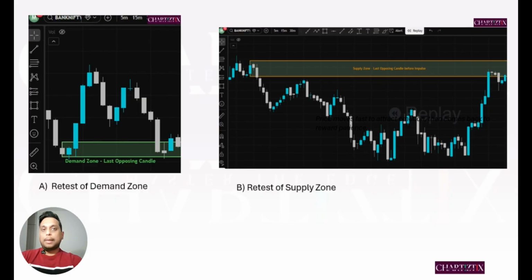Now many people make mistake here. As soon as market enters the retest zone, they go ahead and execute their trade. But this is a very wrong approach. There are three types of entries that can be used when the market is retesting our zone. And that is what we are going to discuss in our examples and how I trade.